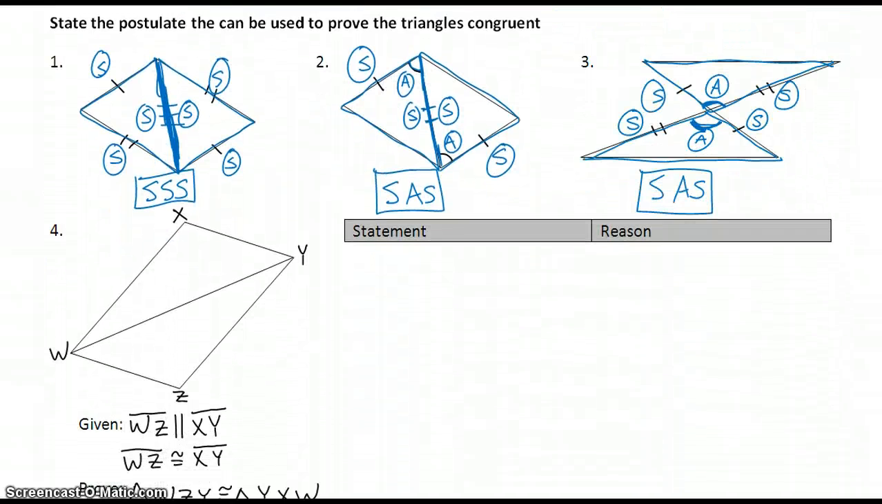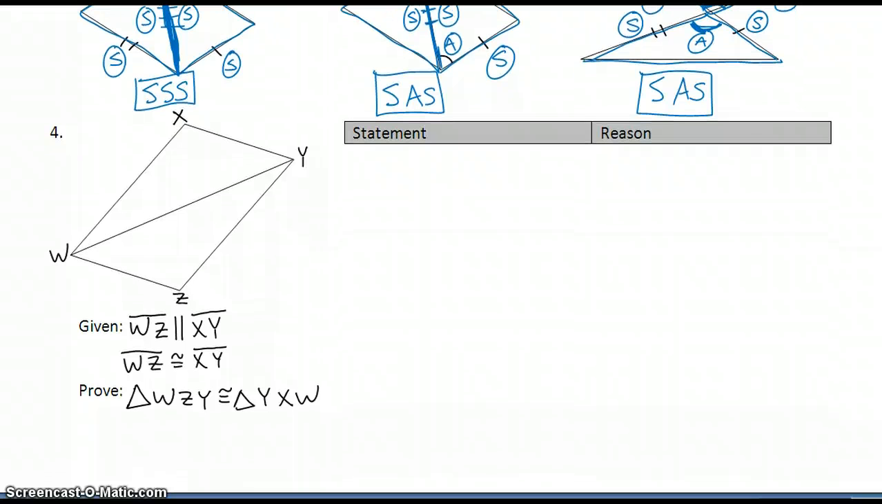Let's look at a proof to prove triangles congruent. We're given that WZ is parallel to XY and WZ is congruent to XY. And we need to prove that triangle WZY is congruent to YXW. Let's first figure out what method we're going to use for our proof.